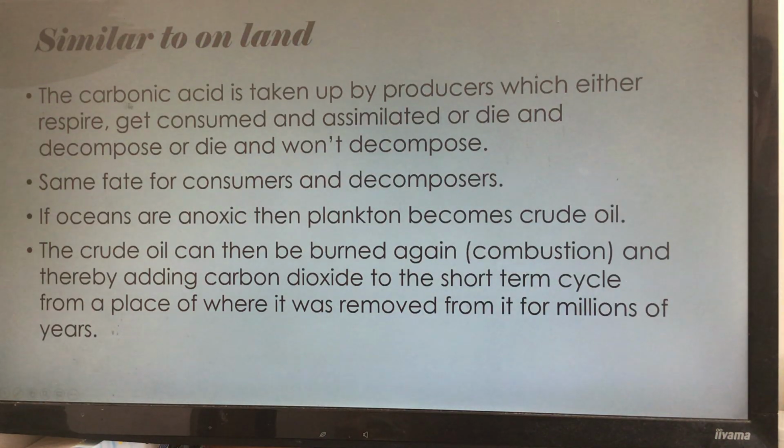Now, it's similar on land. As soon as you've got that carbonic acid, it is taken up by producers. So you're talking algae, you're talking phytoplankton. Phytoplankton is plant plankton. Zooplankton would be animal plankton. It then gets consumed. That would be more the zooplankton, or then the little crabs and little fish and so on. They assimilate the carbon compounds, and again, they die, decompose, or die without decomposing. So it's all those four pathways that we've had on land as well. Same thing for the oceanic consumers and decomposers.